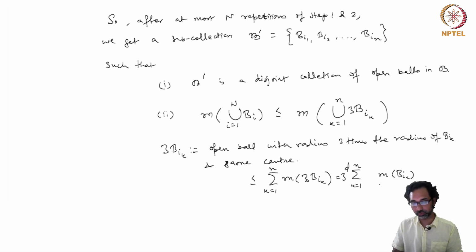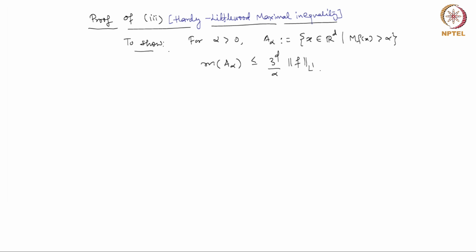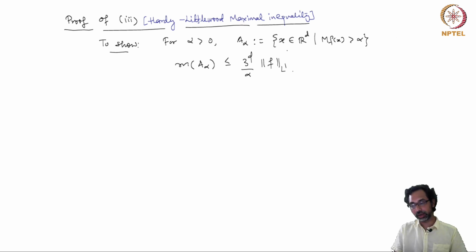So this is the proof of Vitali's covering lemma, and now let us see how the Vitali's covering lemma will help us in proving the Hardy-Littlewood maximal inequality in R^d. So we return to the proof of part 3, which is the Hardy-Littlewood maximal inequality. So you have to show that for alpha positive, the set A alpha defined as the set of all points x such that Mf of x is greater than alpha satisfies this bound, which is the measure of A alpha is less than or equal to 3 to the power d over alpha times the L1 norm of f.